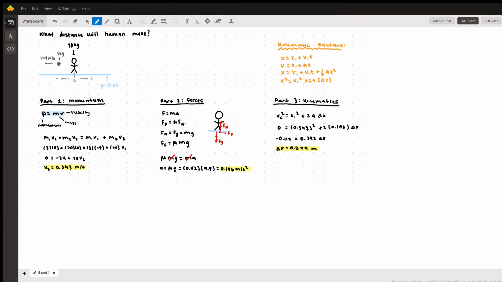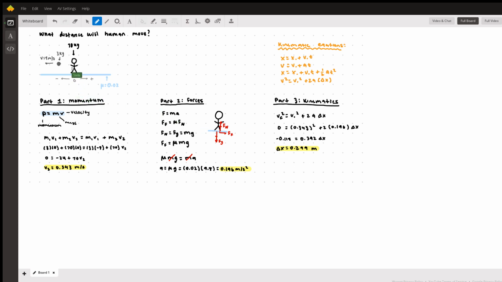Right, so the question here was, what distance will the human move under the following circumstance? The human's on ice with a coefficient of friction of 0.02. They throw this 3 kilogram rock at 8 meters per second to the left, or the negative direction, according to the coordinate plane that I drew. Just a little tidbit here, it is very important to label your axes and also label where the 0 is, so when you're giving your answer, we know where the 0 was.